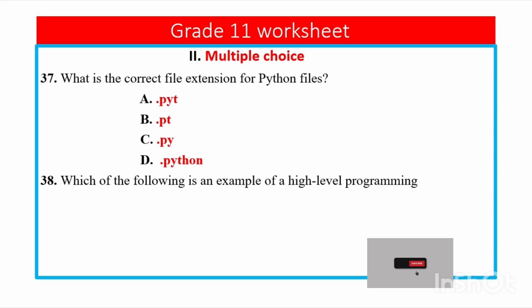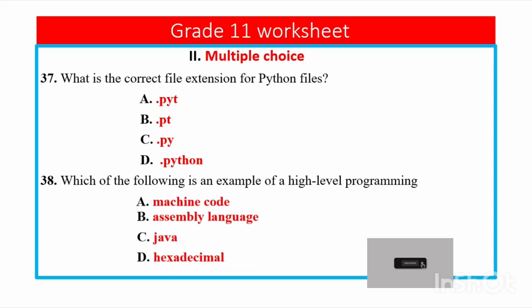38. Which of the following is an example of a high-level programming language? A. Machine code, B. Assembly language, C. Java, D. Hexadecimal.